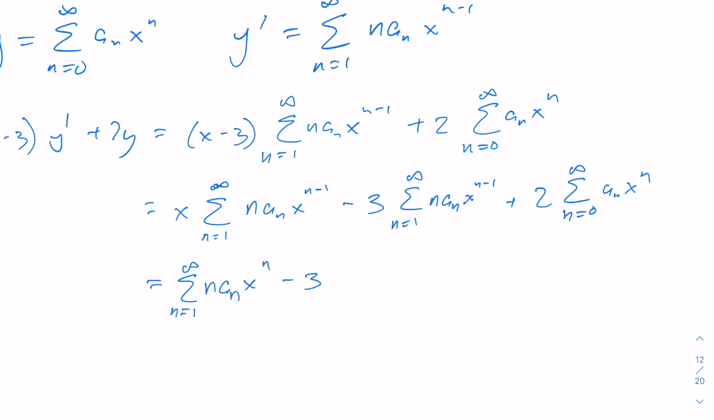minus 3. Okay. Now, I'm going to want to put these three together. And so this one is already x to the n. This one is now x to the n. This one needs some fixing. So what we'll do is we will send this one up 1, right? So n minus 1 will become n. I'll have (n plus 1) a_(n plus 1) x^n. And that n starts at 0.